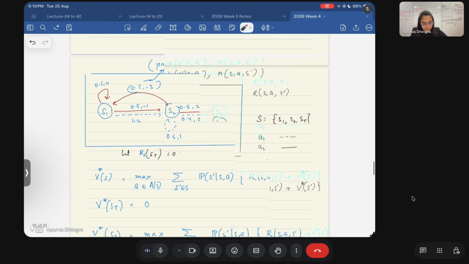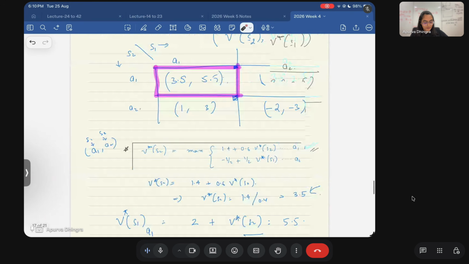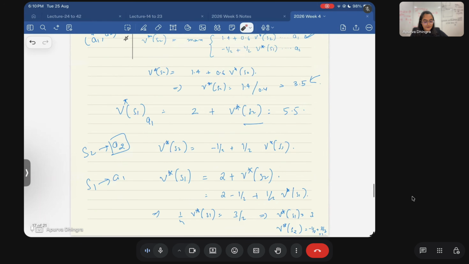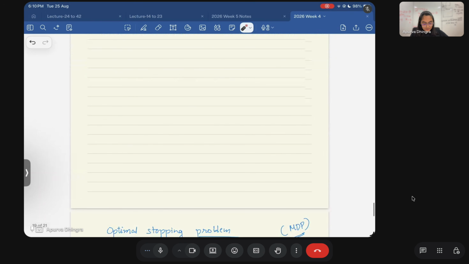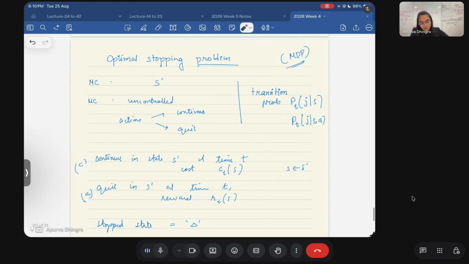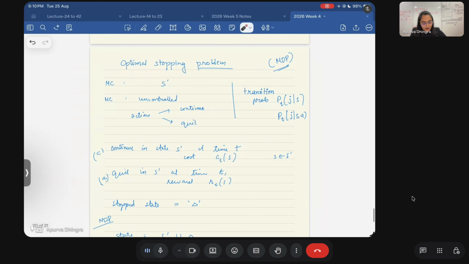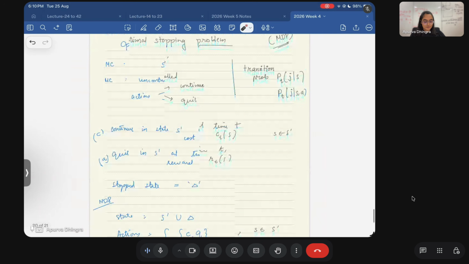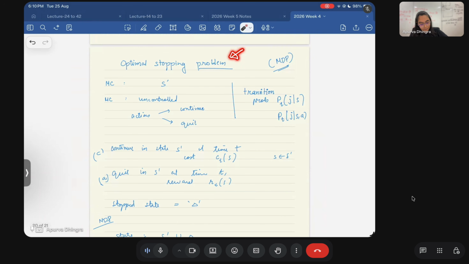We applied this to an MDP and saw that a very simple MDP also requires a bit of effort to solve and find the optimal actions and the optimal value function. This is what we had last time. Today we are going to talk about another example, which is the optimal stopping problem. And after that we'll go to another class of problems called linear quadratic problems. So let's get started with the optimal stopping problem. This is the focus for today.